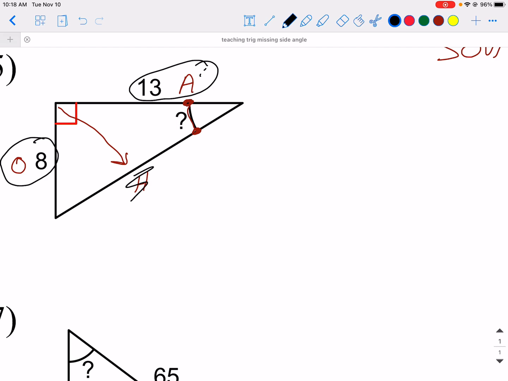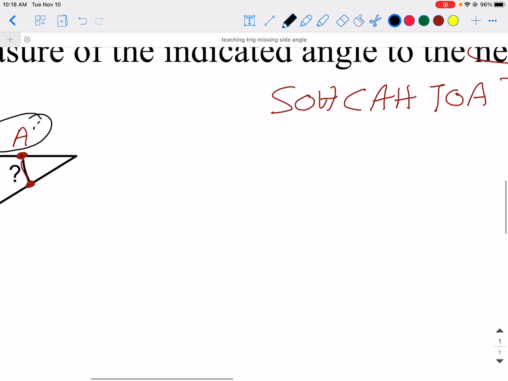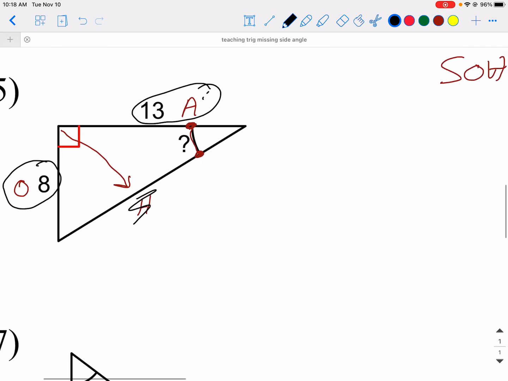H doesn't give me much, so that means I look for my trig functions that have an A and an O in it, and tangent, okay, TOA. So you set this up like this. Tangent is the ratio. I don't know the value, so I'm going to make it an X. Tangent is opposite, so my opposite value is 8 over my adjacent, which is 13.